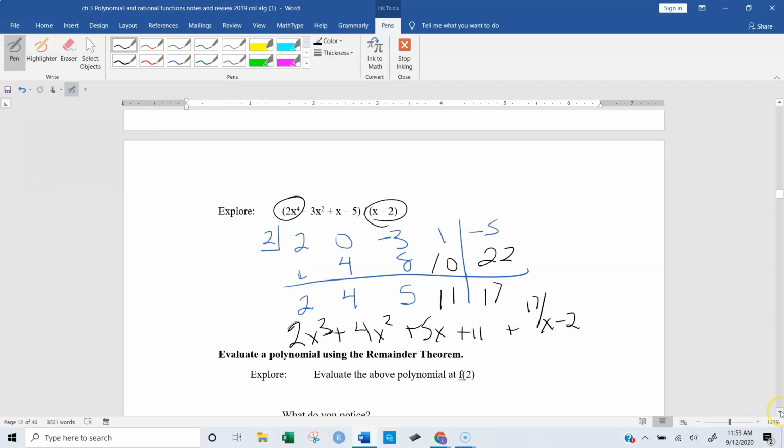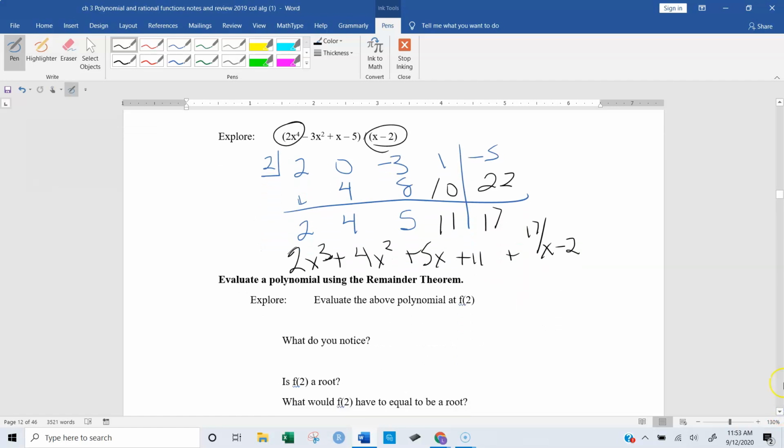All right, now I want you to look at something. We're going to use the exact same function, and I want you to find f of 2. So when you plug in f of 2, you do this. F of 2 equals 2 times 2 to the fourth minus 3 times 2 squared plus 2 minus 5. Plug that into your calculator, and you get 17.